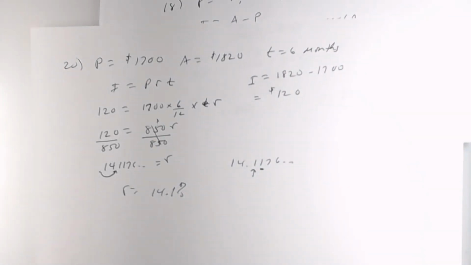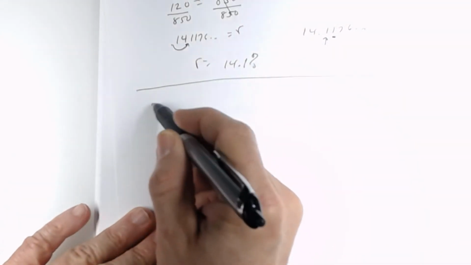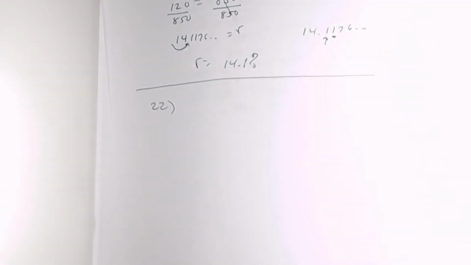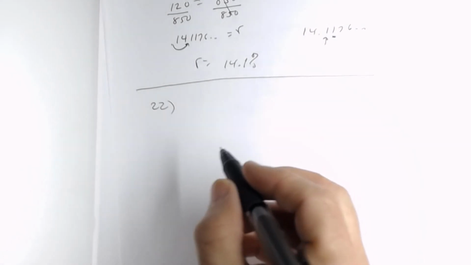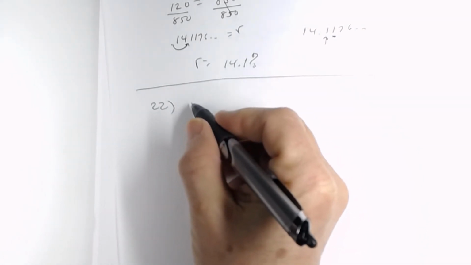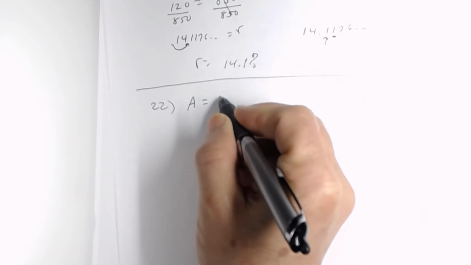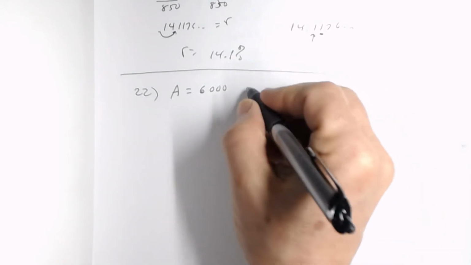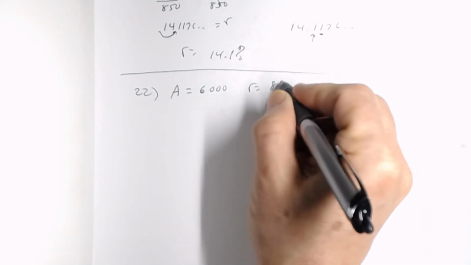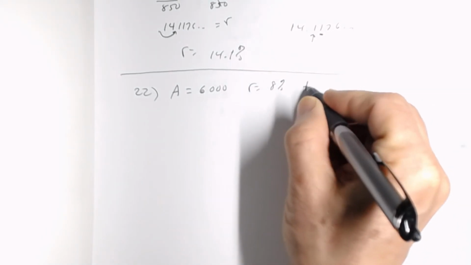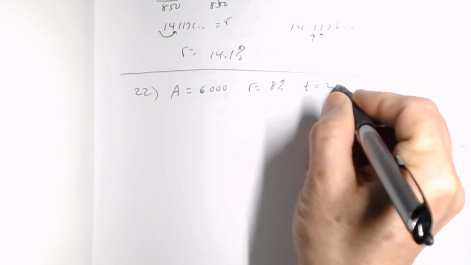All right. Now let's look at this one. Now in 22, you're asked this. So let's think about whether there's an easier way to do this without using the future value formula. So here's 22. You're told this time that the future value is 6,000, and you're told that the rate is 8% and that the time is 2 years.